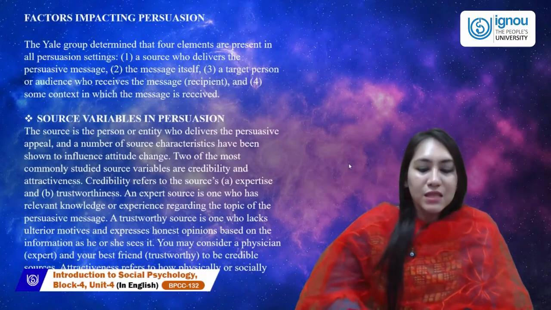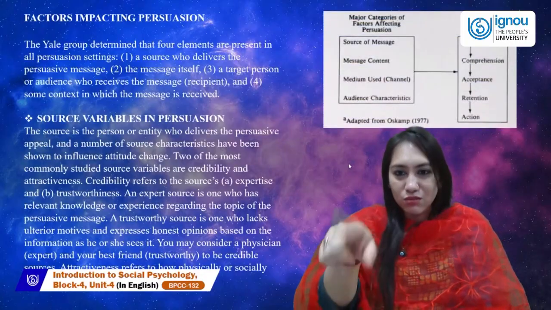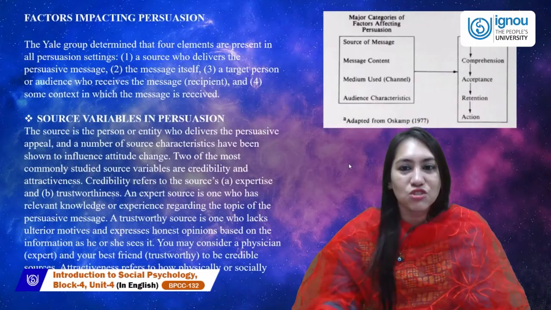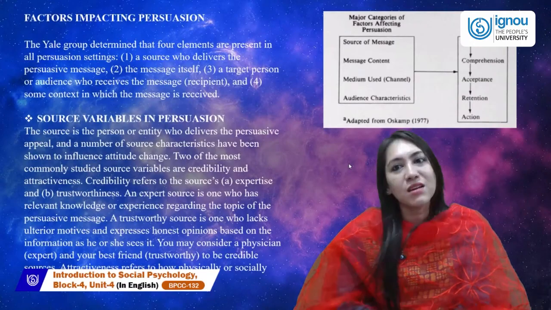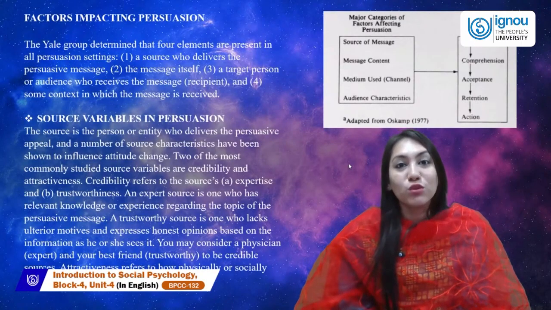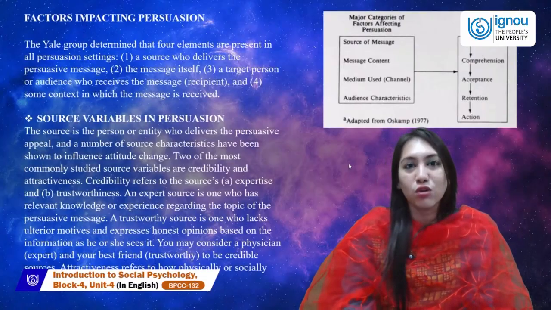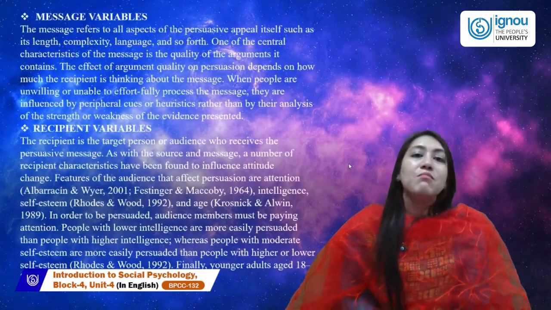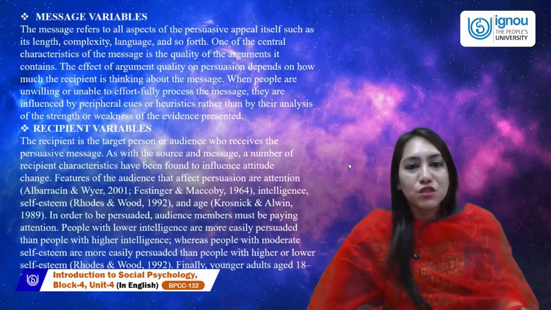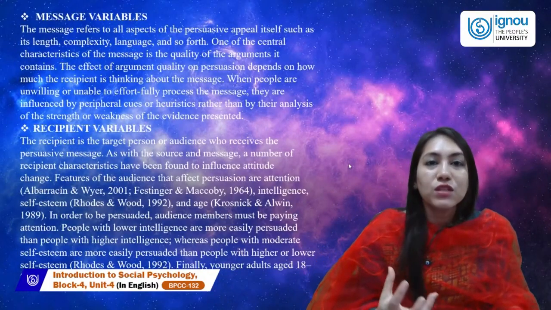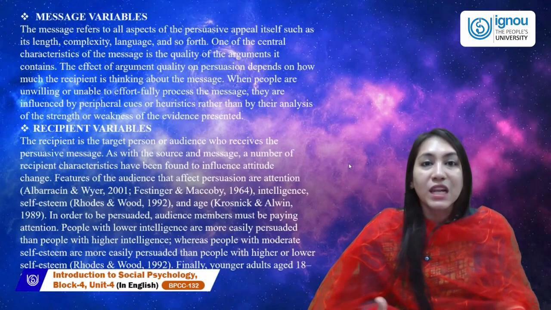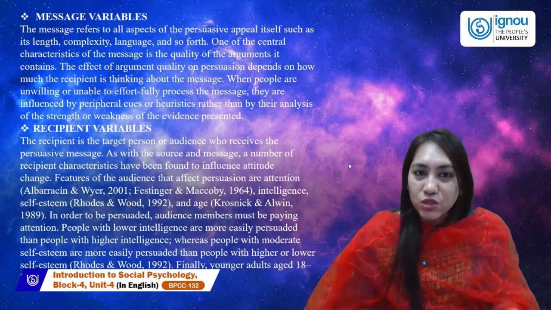Let's come to the next one. The other is message that we come down to. These are all of them that we have: the source, the message, the medium, and the audience that you're delivering to. So these are the four major factors that could influence persuasion, like if you're able to persuade them well or not. Message variable says that the message refers to the aspect of the persuasive appeal itself. So probably the message should be the length, the complexity, the language, and so forth.